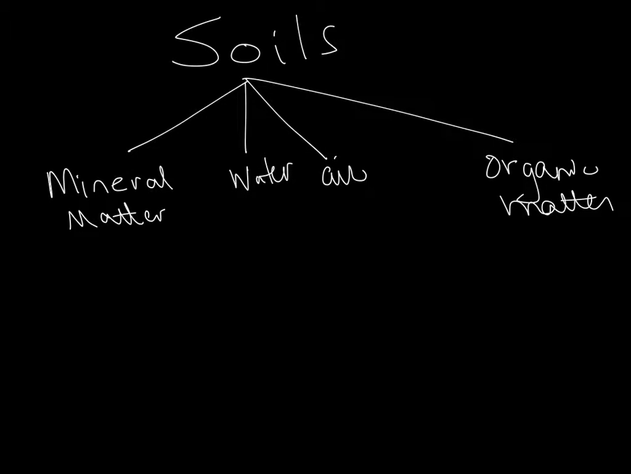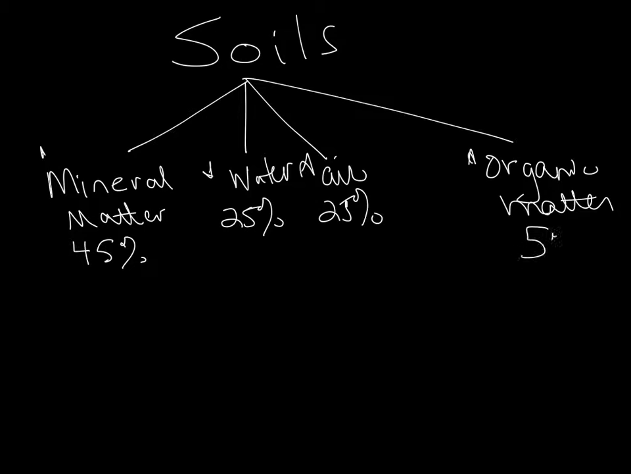Soil is composed of four major parts: mineral matter, water, air, and organic matter. The mineral matter is going to make up 45% of the soil, whereas air and water each will contribute 25%, which is quite a bit from what we think of soil, and then organic matter makes up the last 5%.